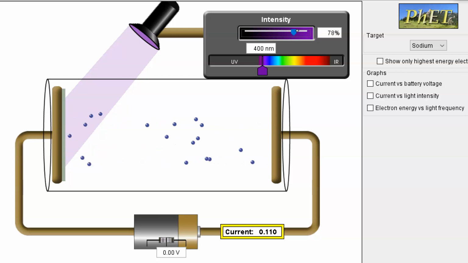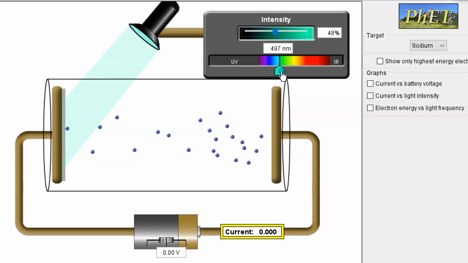So, does this work for any color of light? Let me put the intensity back down and let's try blue light. Sure enough, I still have electrons jumping across the gap. And if I turn up the intensity, I get more of them. Turn it back down. Now if we compare this with the purple light, the purple light makes the electrons come out faster. The blue light, the electrons are slower. Okay, let's go to green. We're still getting electrons, but they are still slower.